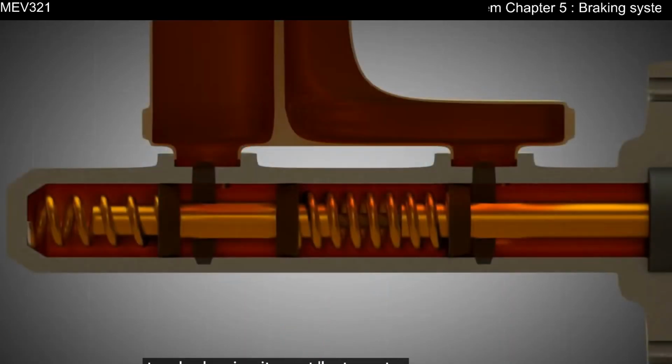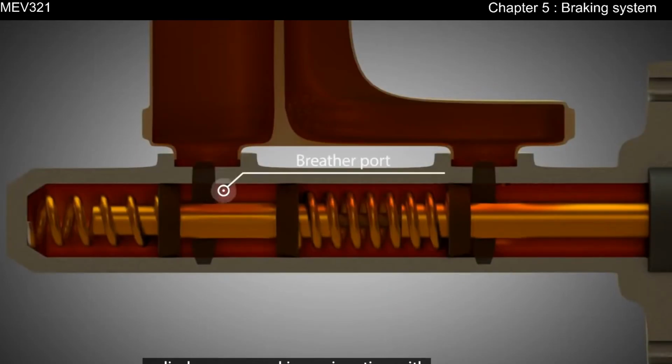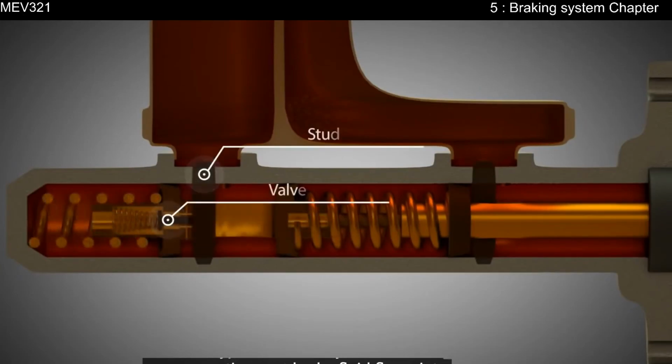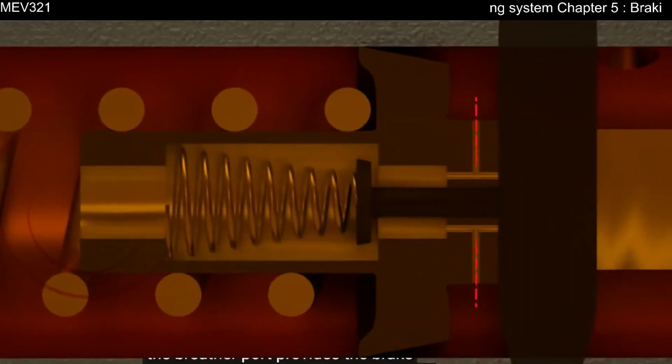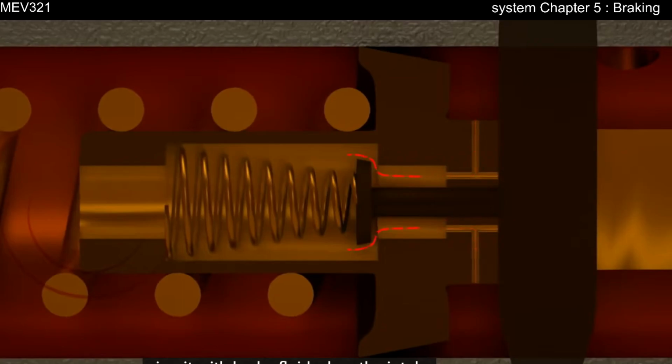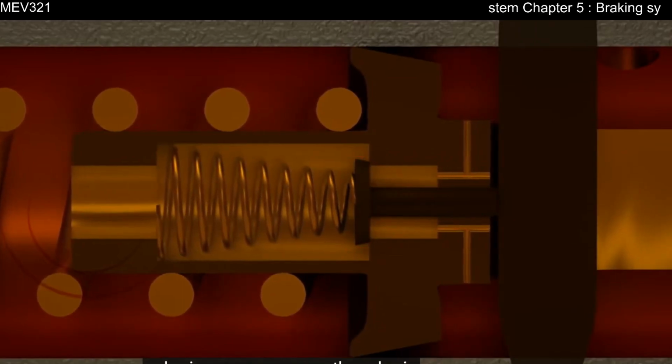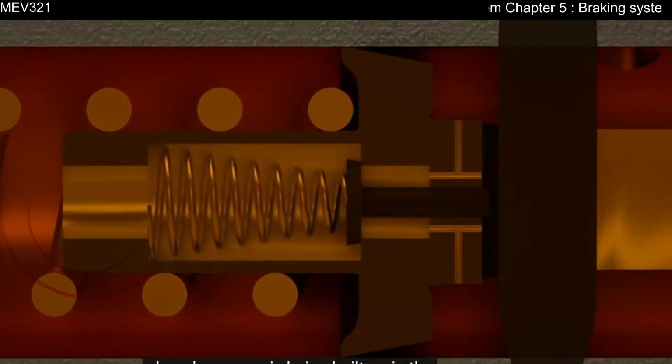Portless master cylinders are used in conjunction with ABS. This type of master cylinder has no compensating port. Brake fluid flows into the cylinder through the breather port. The breather port provides the brake circuit with brake fluid when the intake valve is open. As soon as the valve is closed, pressure is being built up in the brake circuit and the vehicle is being braked.